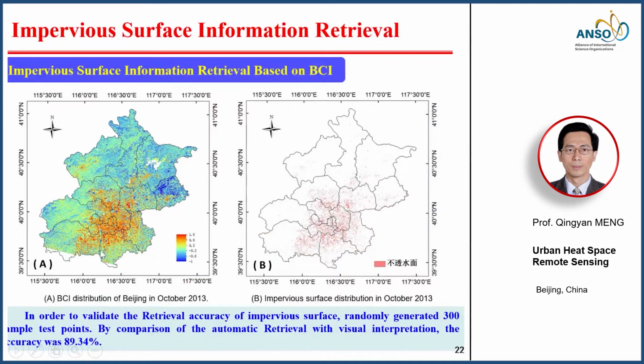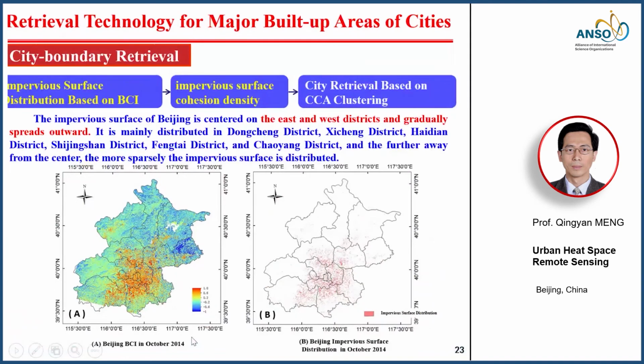The Beijing impervious surface, and conduct some validation. Then we get the impervious surface of Beijing, which is centered on the east and west districts and gradually spreads outward. It's mainly distributed in some districts, okay, and we can know it.